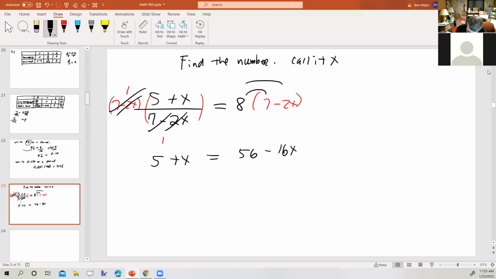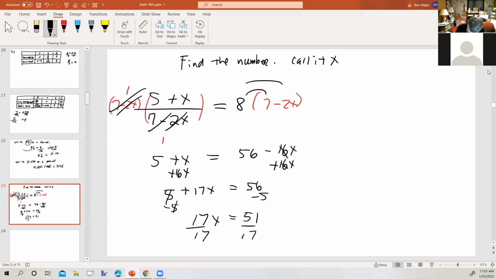Going on, I'm going to solve for x on the left. I'm going to add 16x to both sides. 5 plus 17x equals 56. I'm going to subtract 5 from both sides. 17x equals 51. I'm going to divide both sides by 17, x equals 3. So find the number. The number is 3.